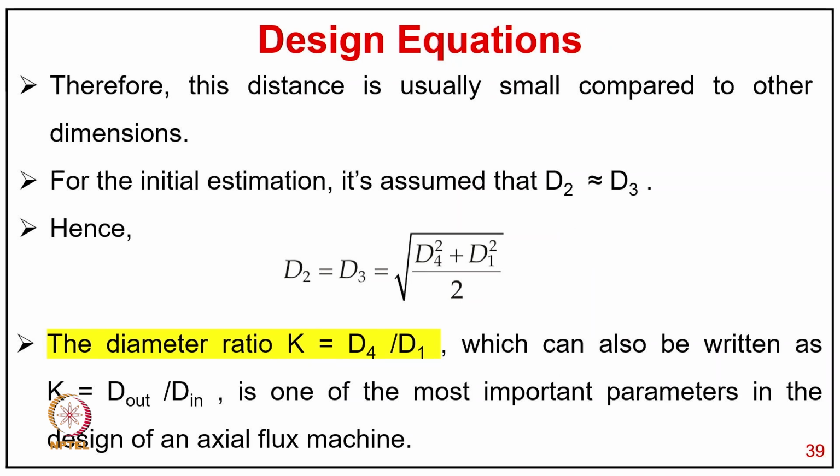Therefore, this distance is usually small compared to other dimensions, and for initial estimations it is assumed D2 is approximately D3, and hence D2 equal to D3 equal to the square root of (D4² plus D1²)/2. The diameter ratio K, which is D4 upon D1 and can also be written as K equal to D out upon D in, is one of the most important parameters in the design of an axial flux machine.